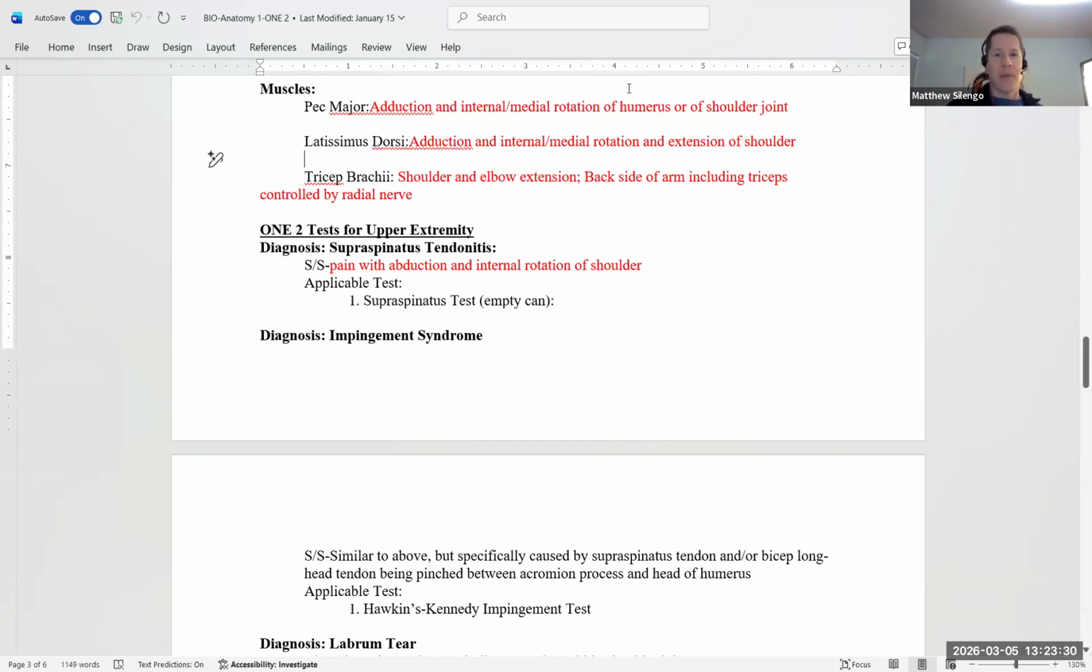And so that's why I kind of purposefully did that here, where I said adduction slash internal rotation of the humerus or of the shoulder joint. That's why I go back and forth sometimes in whether I reference the joint or the bone, just to emphasize that you could do it either way. Same thing.